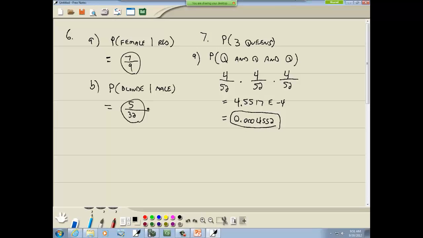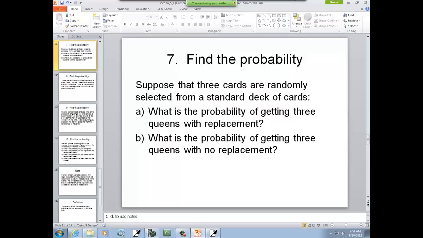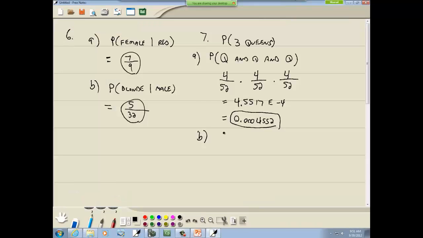Let's look at B. B says, what is the probability of getting the three queens with no replacement? So we pull a card out, look at it, and we keep it out. We don't put it back in the deck. Okay, so we're looking at 3 queens again, and again, there's an implied AND.